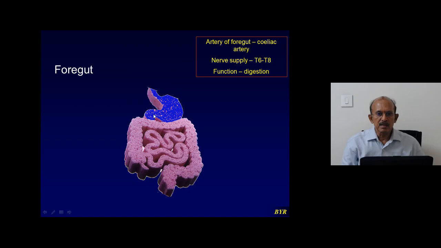This part of the intestine is developed from the foregut: lower end of the esophagus, stomach, duodenum first part, and second part up to the entry of the papilla of Vater. So this part is developed from the foregut. The artery to the foregut is the celiac artery and its branches. The nerve supply is T7, T8, and T9. Its function is digestion.